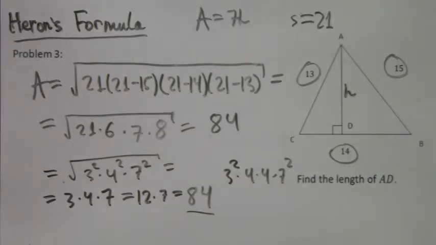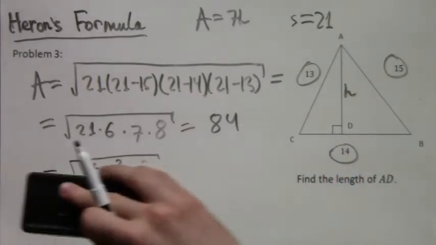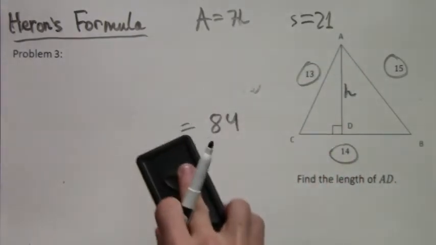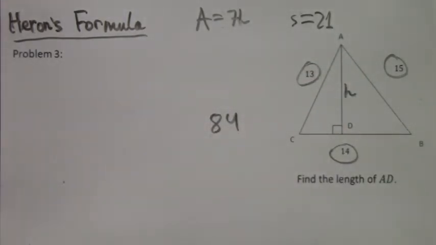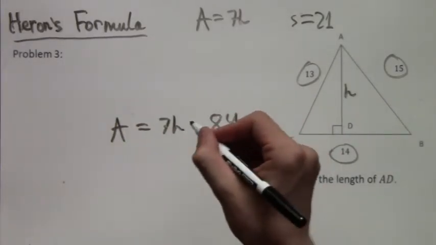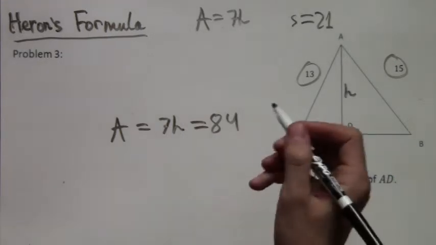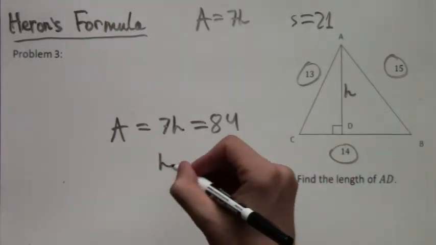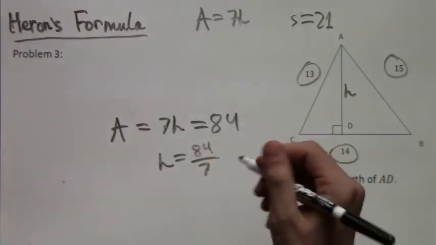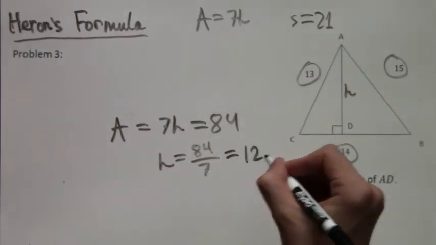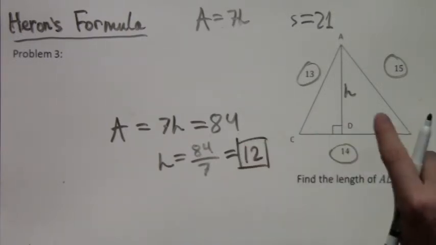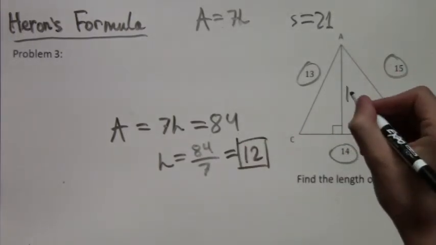Well, that's really nice, because earlier we calculated that the area has to equal 7 times h. So if we want to calculate h, now we can do it. Because look, we have area equals 7h equals 84. Now we just have one variable, h, and solving for it is just dividing by 7. 84 over 7 is equal to 12. So the height must be 12. The length of AD is 12. And that concludes the problem.